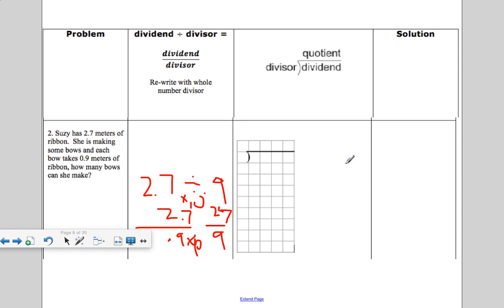So 27 divided by 9 is 3. Just to check, 9/10 plus 9/10 plus 9/10 adds up to 2 7/10. So 3 bows she can make.